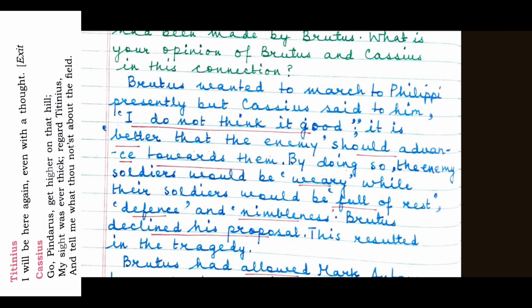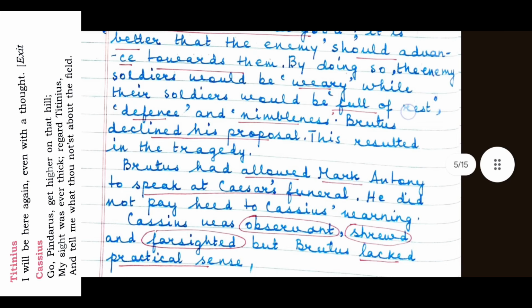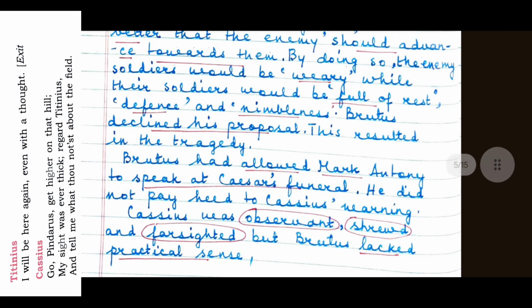हड़बड़ी में ब्रूटस ने जो डिसीजन लिया, आज उसी का कॉन्सिक्वेंस उन्हें यहाँ पे मिल रहा है. So this is the first occasion, and somewhat similar occasion when Brutus did not listen to Cassius.